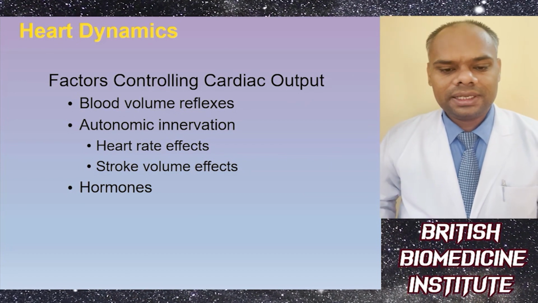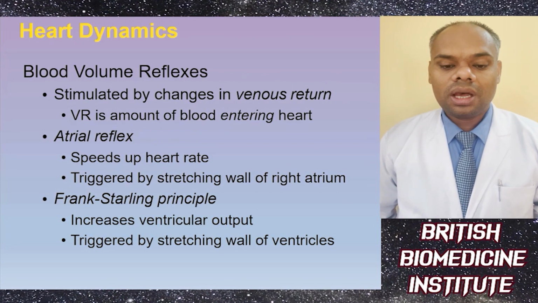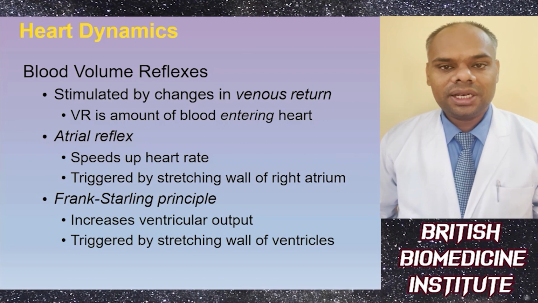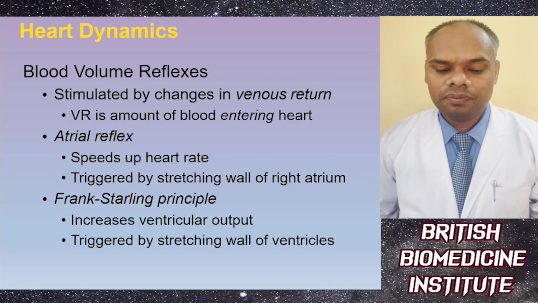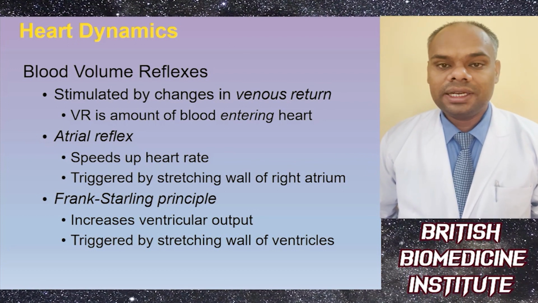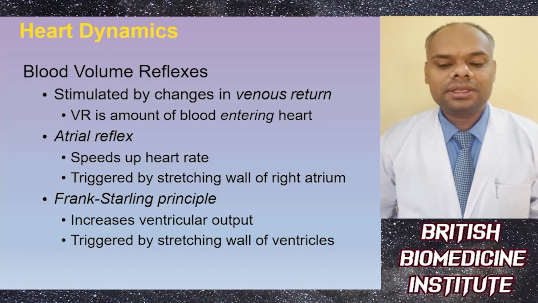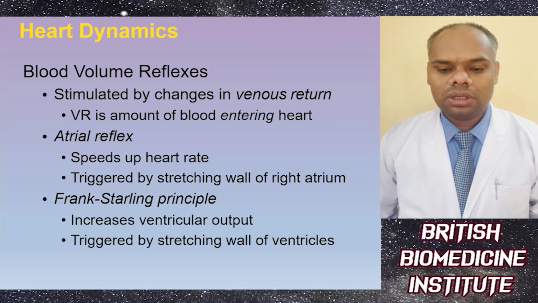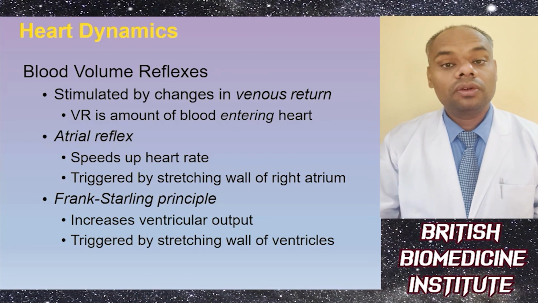Blood volume reflexes are stimulated by changes in venous return. VR is the amount of blood entering the heart. Atrial reflexes help speed up the heart rate, triggered by stretching of the wall of the right atrium. And in accordance with the Frank-Starling principle, ventricular output will increase, triggered by stretching of the walls of the ventricle.